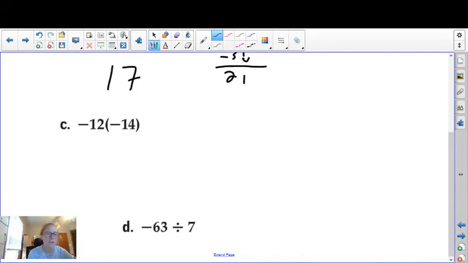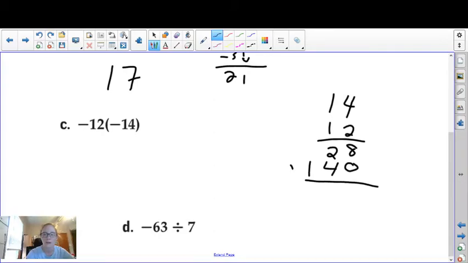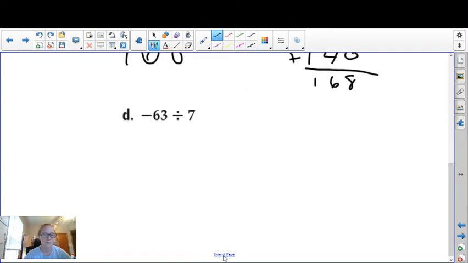Next one below that, negative times negative is going to be positive, so I don't have to worry about that. And then let's do off to the side 14 and 12, not 21. I want to move my numbers around today. 2 times 4 is 8, and then 2 times 1 is 2. Always start with the 0. Then you start with the 1. 1 times 4 is 4. 1 times 1 is 1. Add them together. So 8, 6, and 1. So 168. And again, it's positive because I started with 2 negative signs.